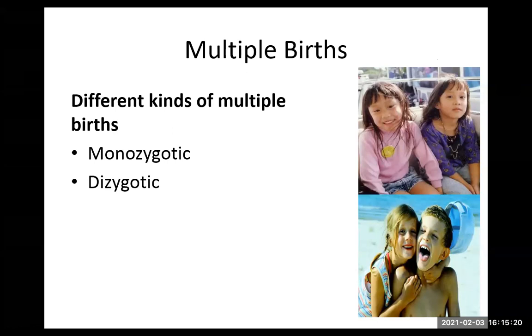Older women, too, are more likely to have multiple births, and multiple births are also more common in some families than in others. The increased use of fertility drugs and rising average age of mothers giving birth has meant that multiple births have increased in the last 25 years.